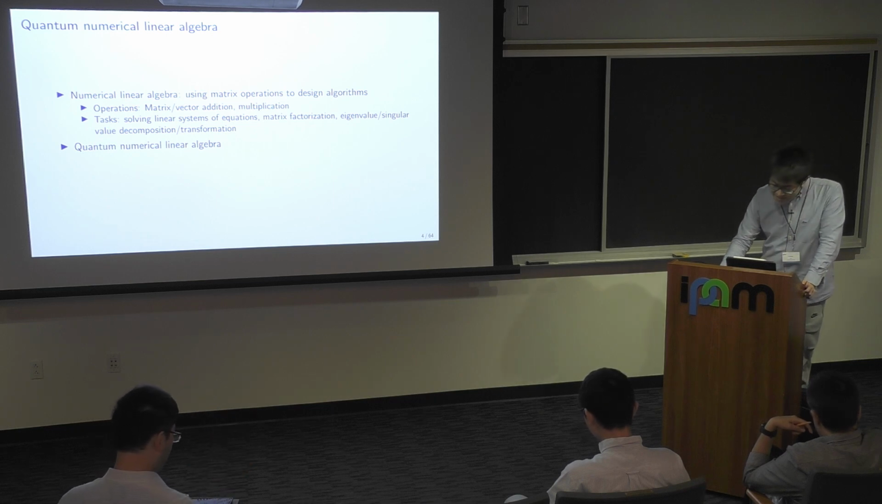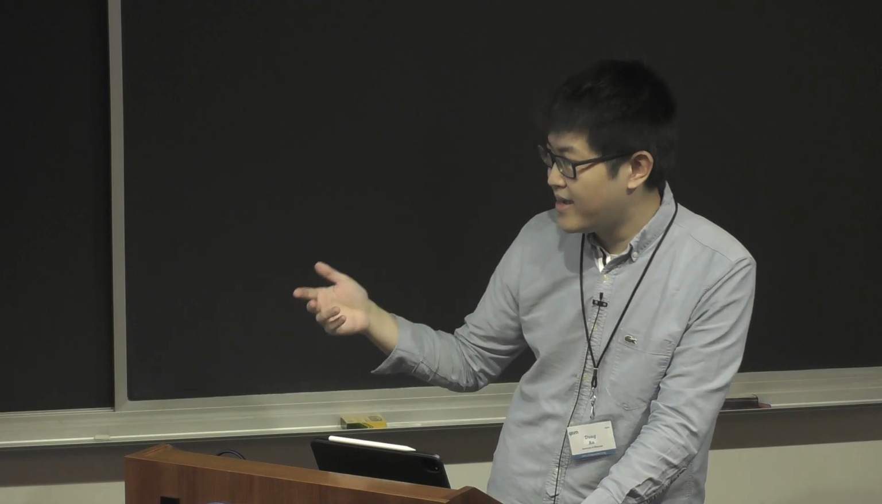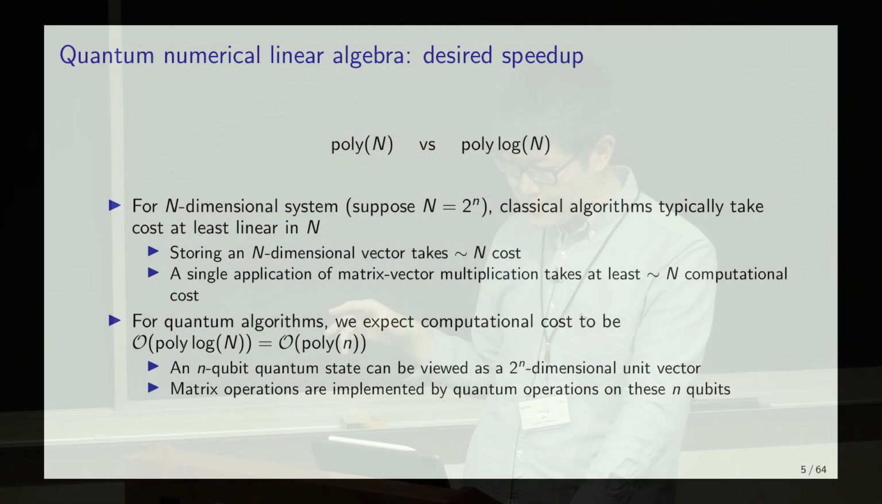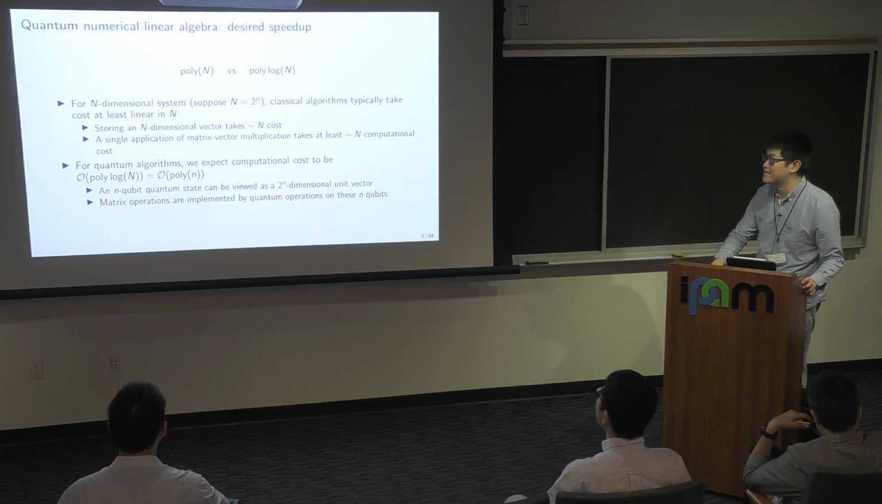What is the motivation for considering quantum numerical linear algebra? Why do we really care about that? What kind of speedup would we expect? It is a very rough idea of the general speedup. Oh, I forgot to mention, I think Lynn mentioned it before: please feel free to ask questions, feel free to interrupt me. I would be very happy to take that.